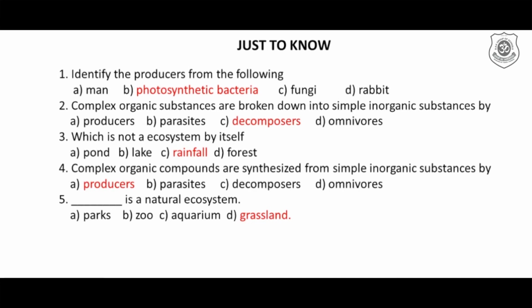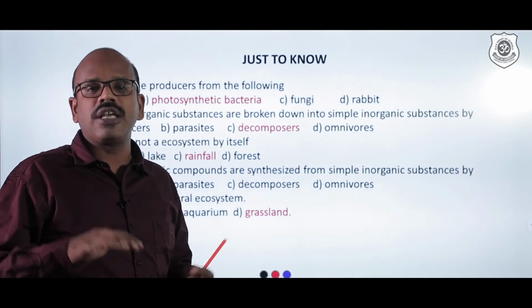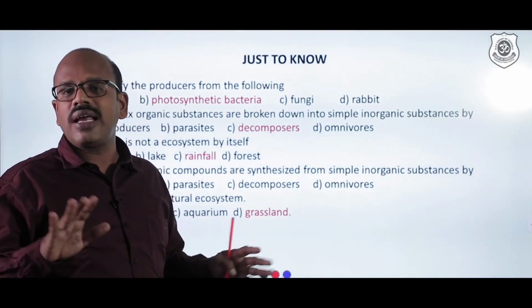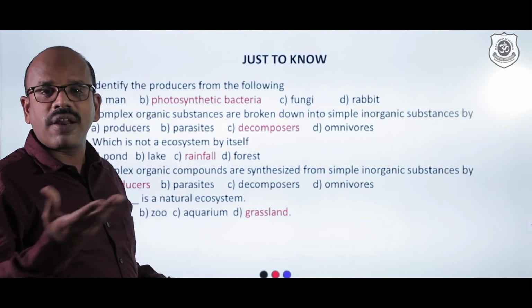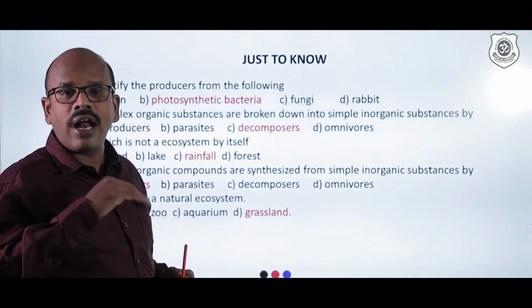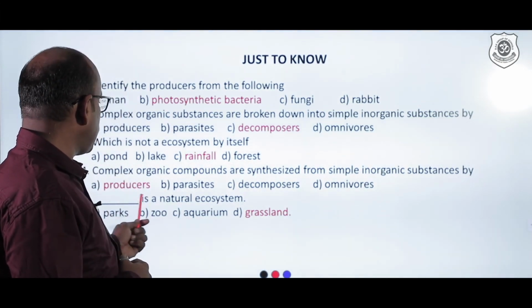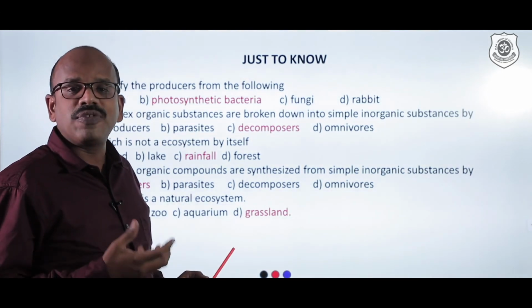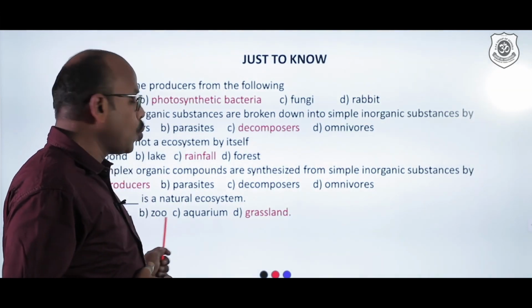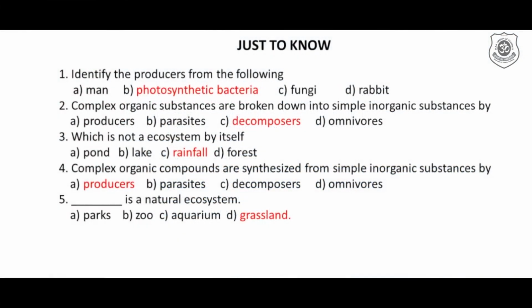Which is not an ecosystem by itself? Rainfall. Because after the rainfall, the rainwater gets accumulated and that forms an ecosystem, but rainfall itself is not an ecosystem. Pond ecosystem, river ecosystem, lake ecosystem, all these are the product of rainfall, and rainfall itself is not an ecosystem. Then the last is dash is a natural ecosystem. As we have seen in the slides also, parks, zoo, aquarium are all man-made. They are artificial ecosystems, and the only natural ecosystem is grassland.